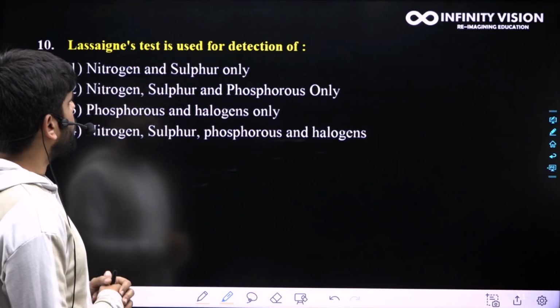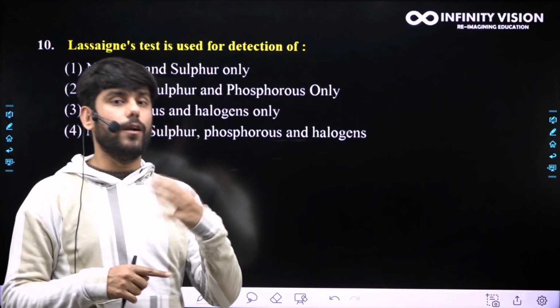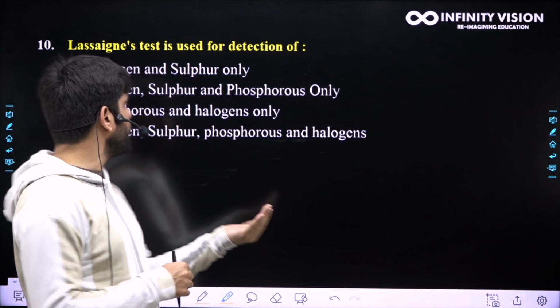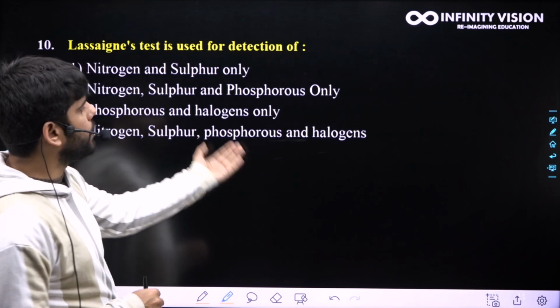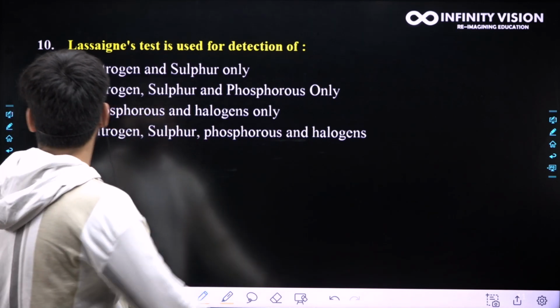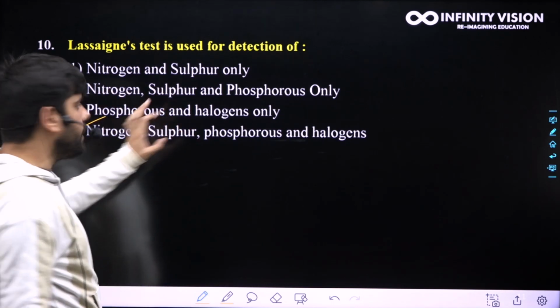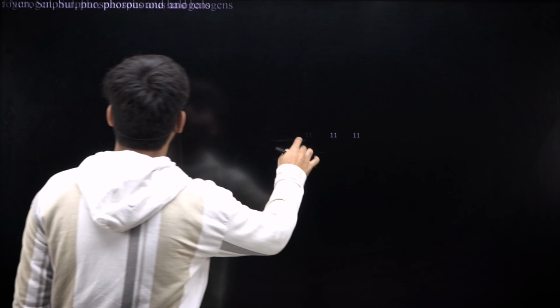Lassaigne's test is used for the detection of, we can detect nitrogen, we can detect sulfur, we can detect halogens, and we can detect phosphorus, right? So nitrogen, sulfur, phosphorus, halogens, all of them. Fourth is the right answer. I hope the question is clear to you. Let us see the next question.